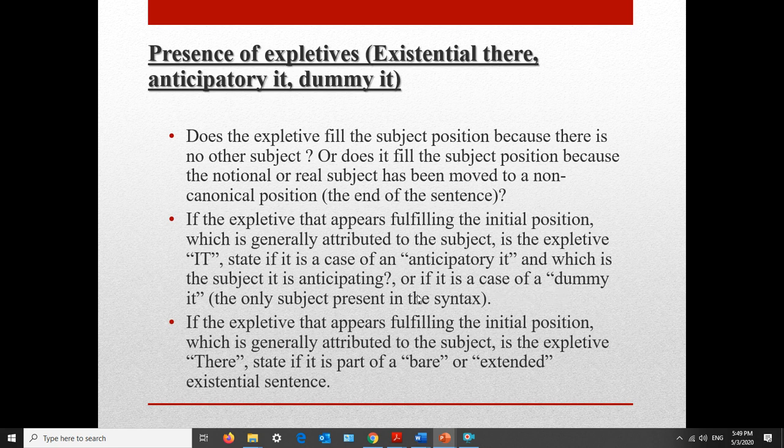Or if it is a case of a dummy it, as in it is raining, which would be the only subject present in the syntax. If the expletive that appears fulfilling the initial position, which is generally attributed to the subject, is the expletive there, state if it is part of a bare or if it is part of an extended existential sentence.